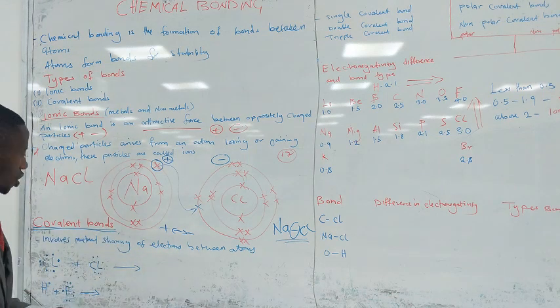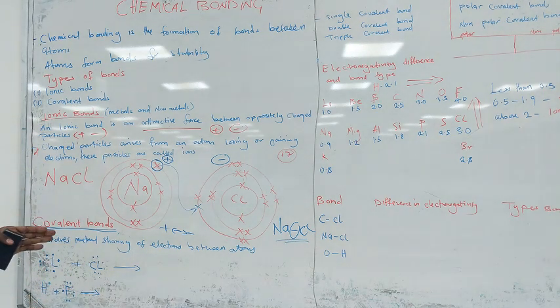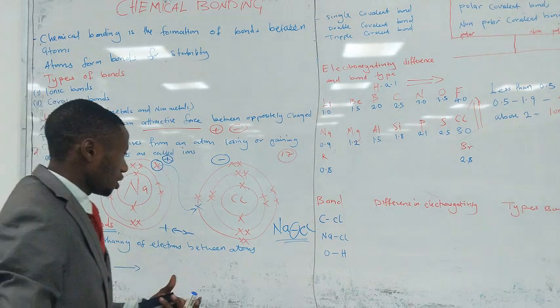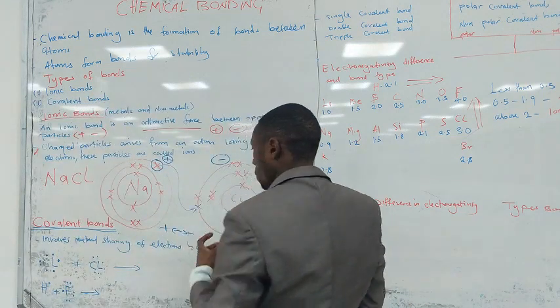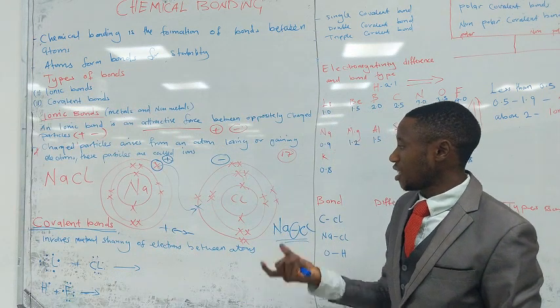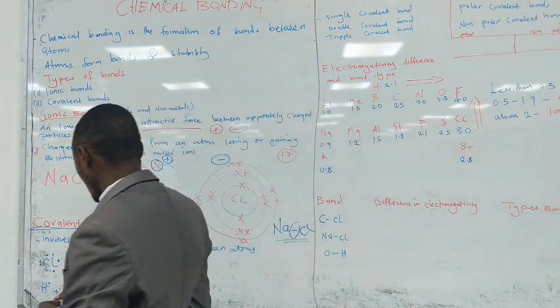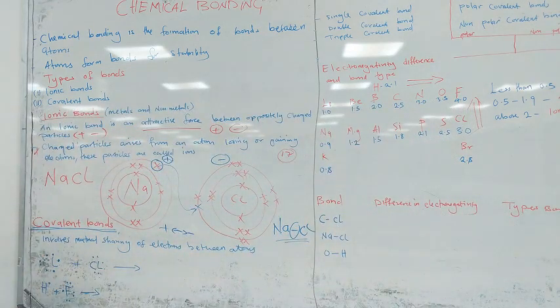So under covalent bonds, we are saying there is mutual sharing of electrons between atoms. This one does not involve the transfer of electrons, but it involves the sharing of electrons, which means each element that is involved in the bonding also participates or gives or shares an electron, so that there is a formation of a bond. So there is no transfer, but there is sharing. Each element shares an electron or electrons to form a bond.